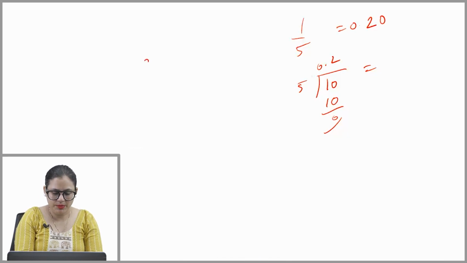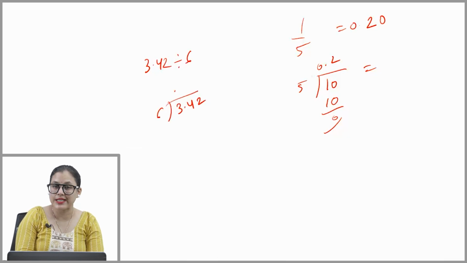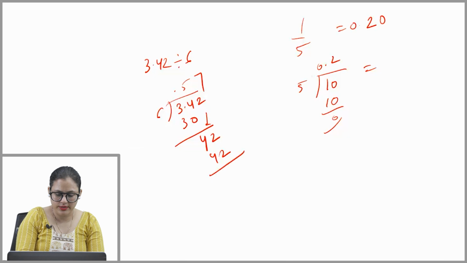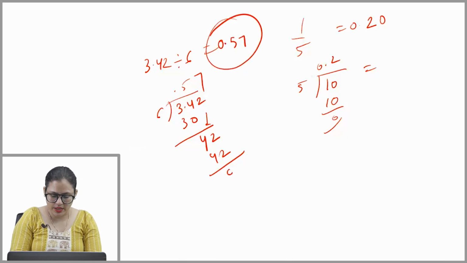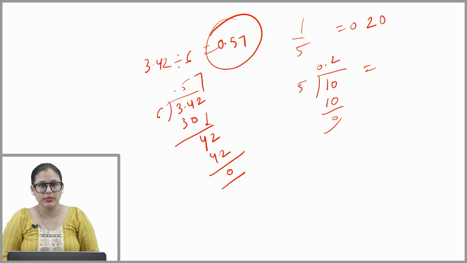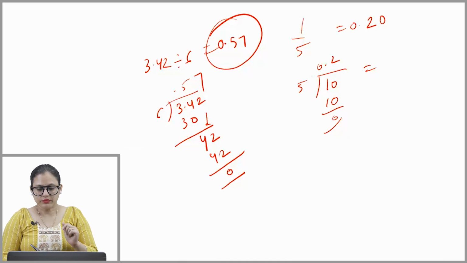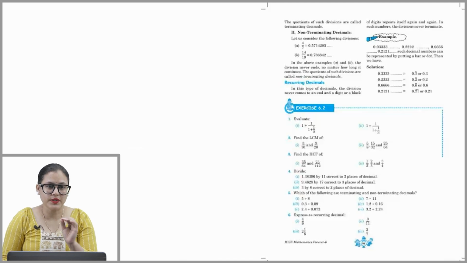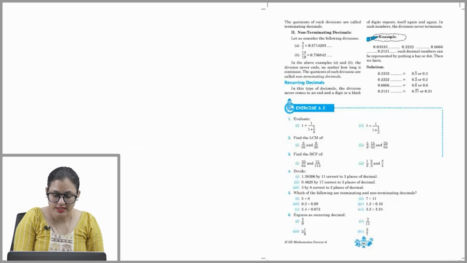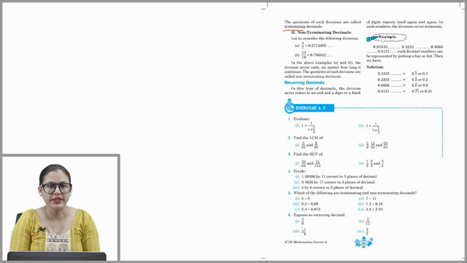Now divide 3.42 by 6. Okay, 6, 3.42. You will put a decimal here. 3 5s are 30. 4, then bring down 2, 6 7s are 42. Answer is 0.57. Okay. In these two examples, we have seen that remainder is 0, means division is exact, no remainder left, right? Now, the quotients of such divisions are called terminating decimals.